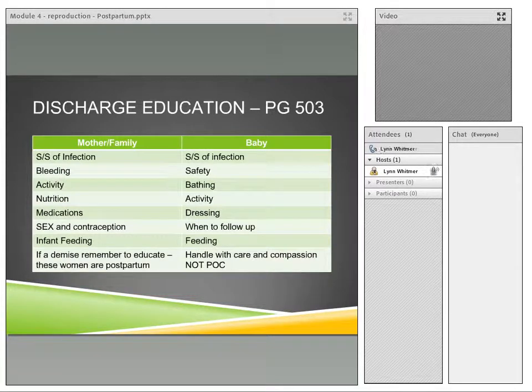Feeding, again, it depends on if she's breast or bottle feeding, how often. If you're breastfeeding, it's every 2 to 3 hours. If you're bottle feeding, about every 4 hours. We don't offer more than an ounce for the first week. Their bellies are just about the size of a marble right now, and they can't handle the volume.